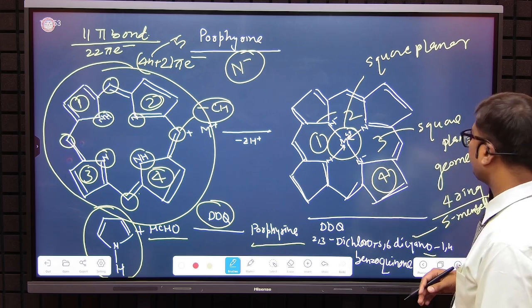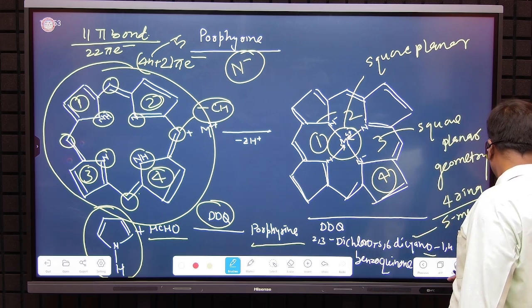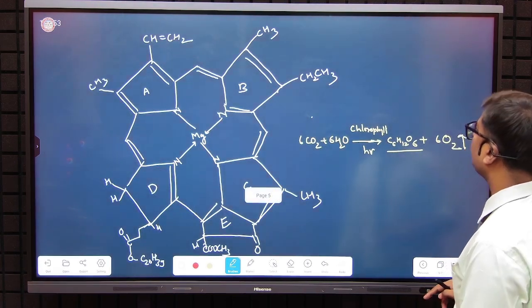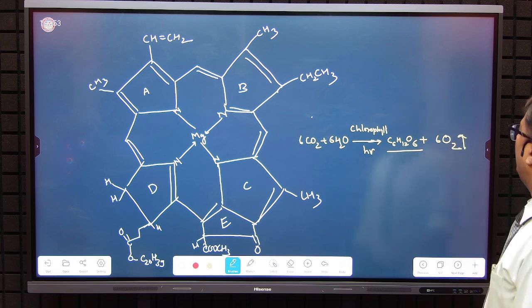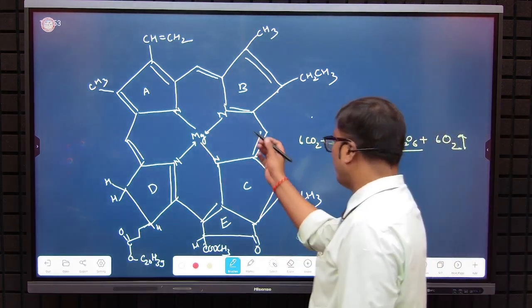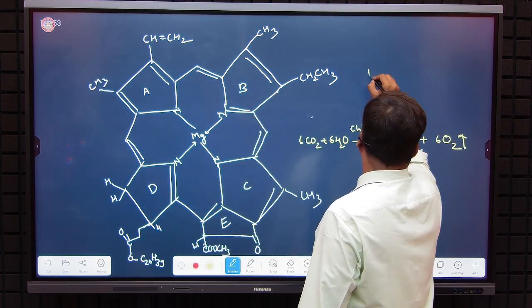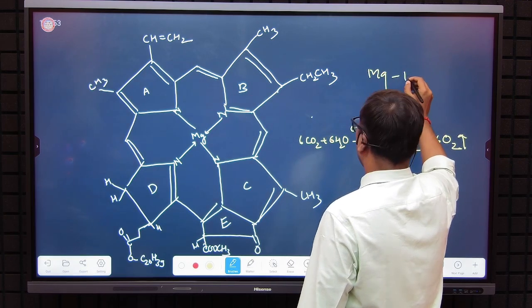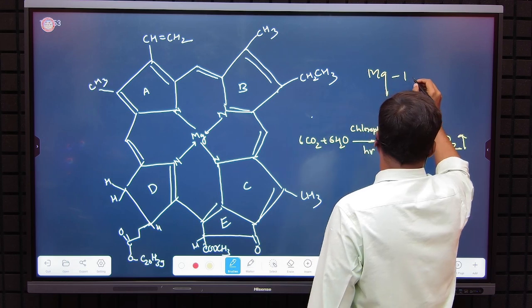Okay, now this is the most important complex, that is Mg, that is your porphyrin.